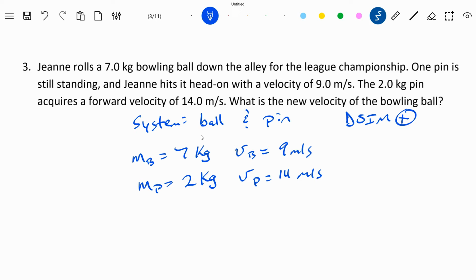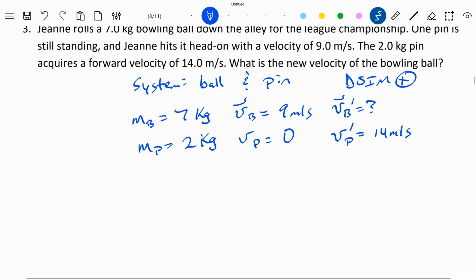Actually, I'm being a little bit too fast. This is the velocity of the ball before the collision, 9 meters per second. I'm asked to find the velocity of the ball after the collision. My bad here, I'm going to erase this. The velocity of the pin before was actually 0. It was just sitting there until it got hit by the ball. The velocity of the pin after the collision is 14 meters per second. It was originally stationary though.